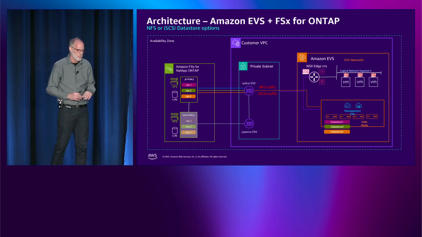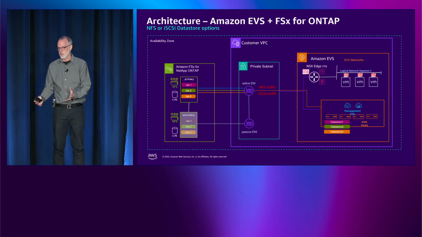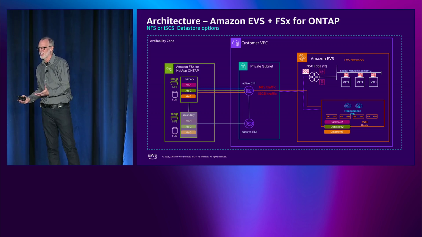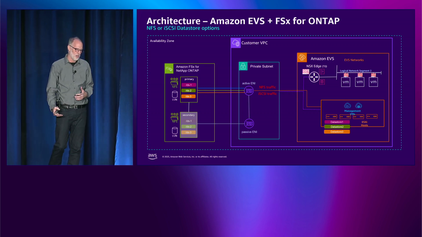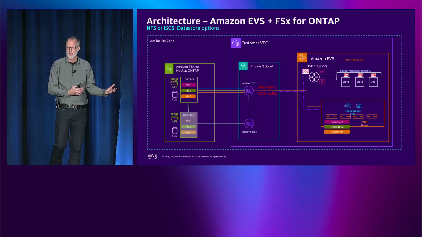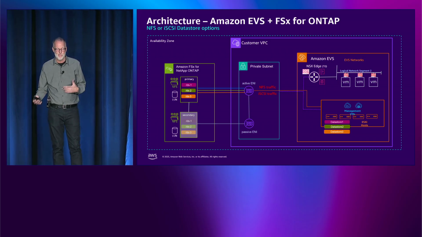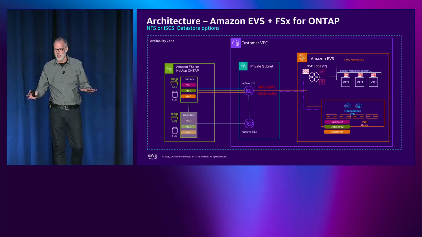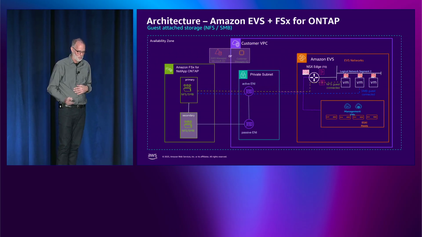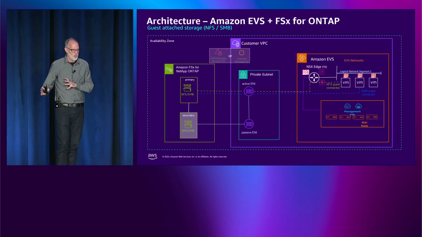Oh, and one other thing I forgot to mention: I have it shown here in the same VPC. You obviously don't have to put your FSx for ONTAP system in the same VPC as your EVS. You could put it into a separate VPC and do VPC peering. Technically, you could do Transit Gateway, but I would not recommend Transit Gateway for a data store in general. So that's one option.